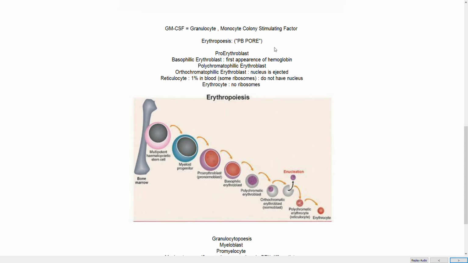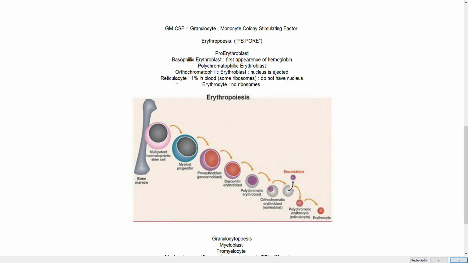Now the important thing to know about each of these steps is that the basophilic erythroblast is when you start getting the development of hemoglobin. Proerythroblasts do not have hemoglobin in them. So hemoglobin begins to build more and more in red blood cells until it's around 30% hemoglobin in the mature erythrocyte. Then another thing to remember is that the orthochromatophilic erythroblast is the step when the nucleus is ejected.